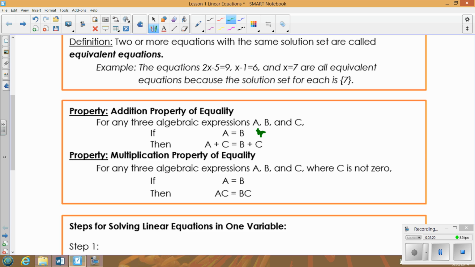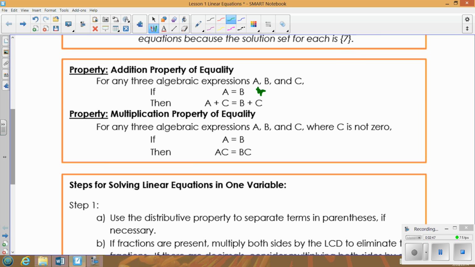You can do the same thing with the subtraction property of equality, because subtracting a number is like adding a negative. And then there's the multiplication property of equality, so whatever you multiply by on one side, you have to multiply the other side by that same number. Again, it works for division as well because dividing is like multiplying by the reciprocal. So because of these properties of equality, we're able to solve equations. Whatever we do to one side, we do to the other, and we try to get x by itself.